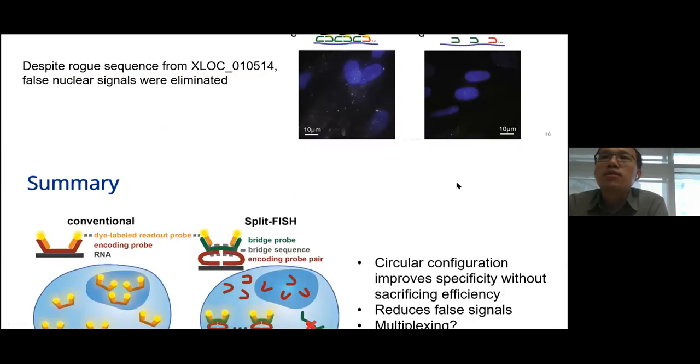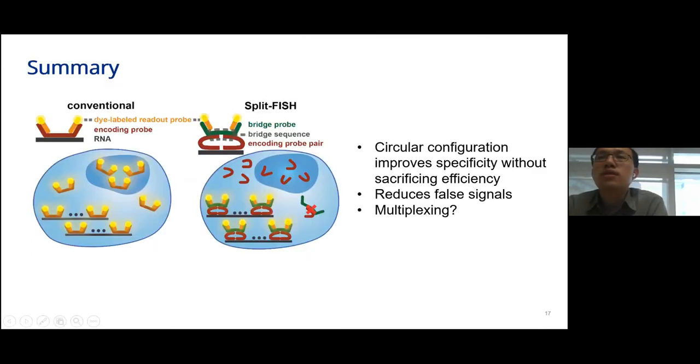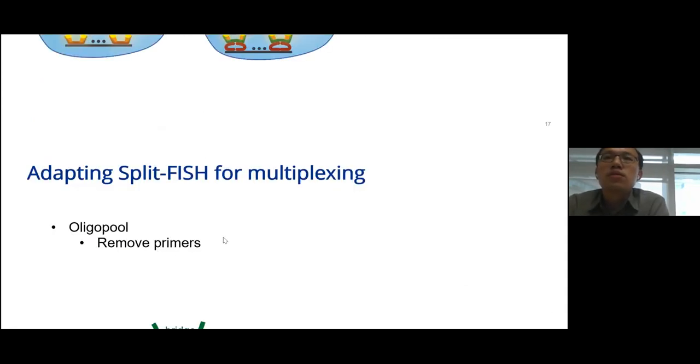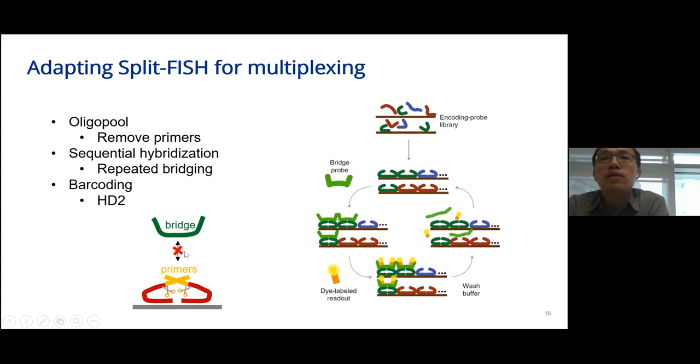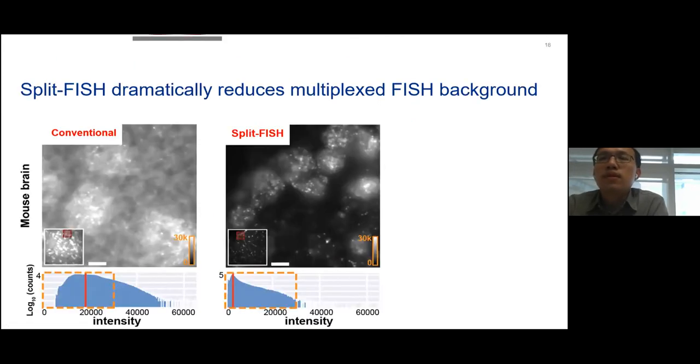Just a quick recap, we found that the circular configuration improves specificity without sacrificing efficiency. And we are really trying to see if we can multiplex this splitFISH. So we did some optimization, including trying to adapt it to oligo pools so that we can stain a lot of target sequences. And then we optimized the chemistry so that we can do sequential hybridization and barcoding.